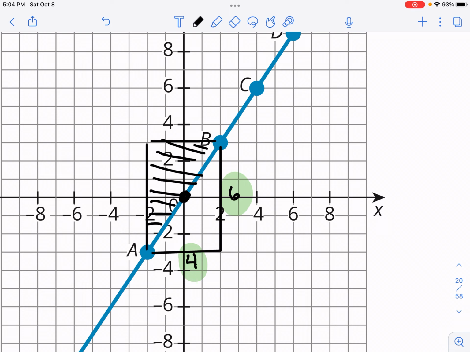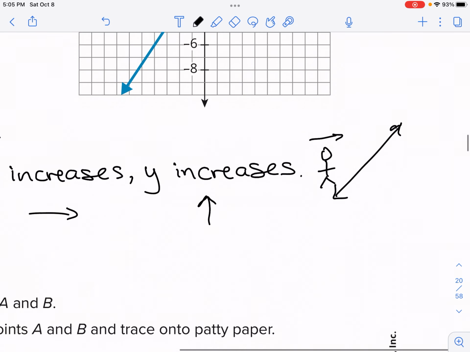It's still no, because if we count from A going up, 1, 2, 3, 4, 5, 6, we're still going 6 up. And if we go to the right, 1, 2, 3, 4, we still have 4. So it's 6 over 4, and just the work that we did, we know that's going to stay the same, right? Vertical distance over horizontal distance. So let's answer that question.